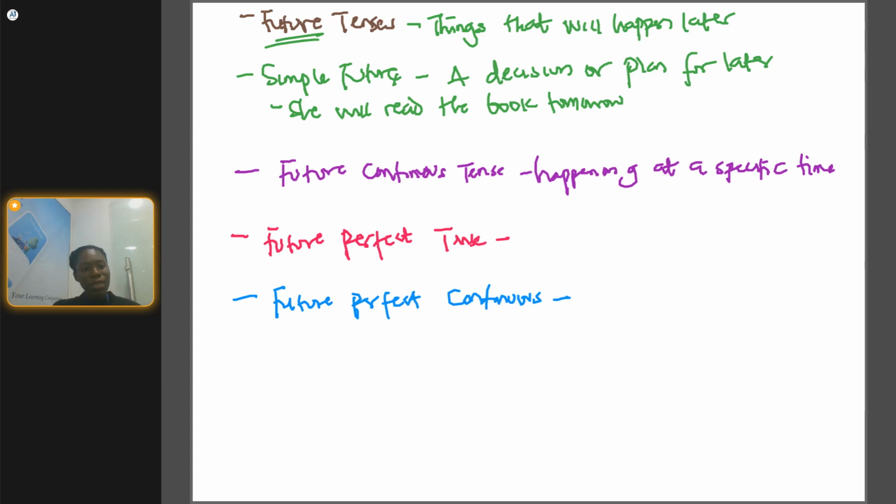And then for future tenses, we have simple future, future continuous, future perfect, and future perfect continuous.